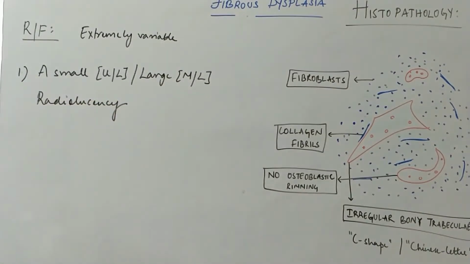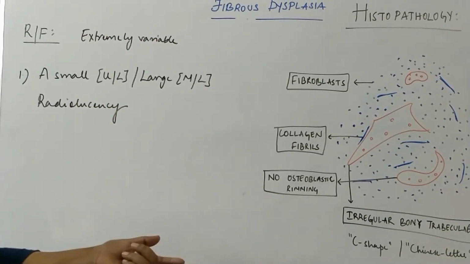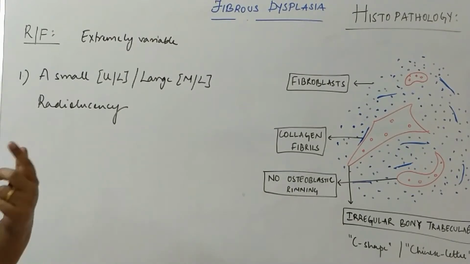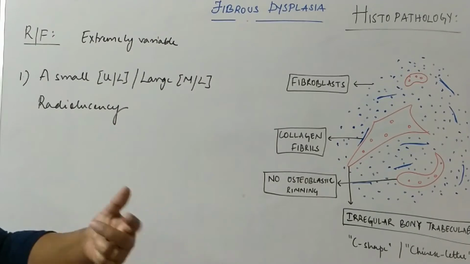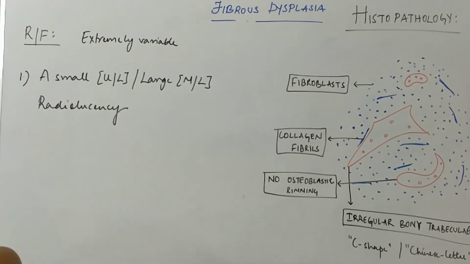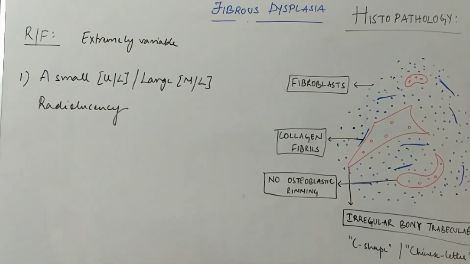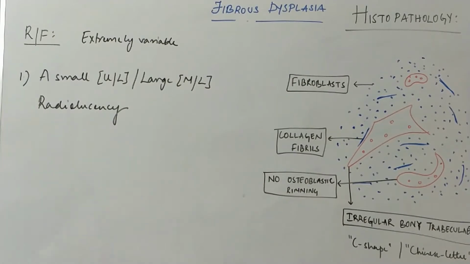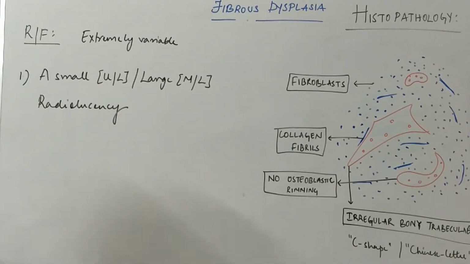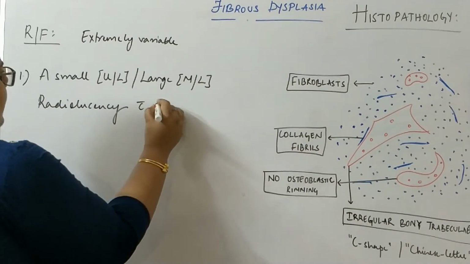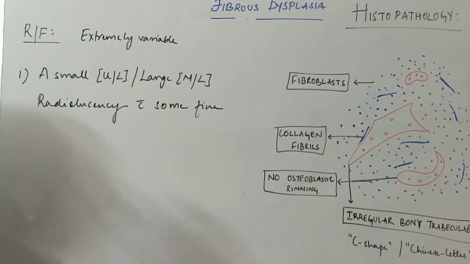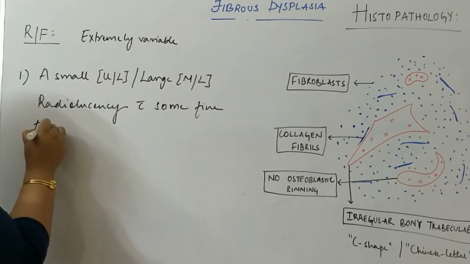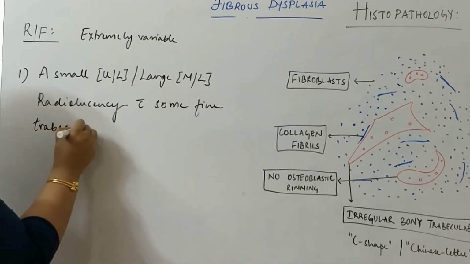Now, what is the process going on here? It is now going to form new bone. Not mature bone, obviously unhealthy bone, but new mineralization is going to start. So in the initial stages we will see a radiolucency with some fine trabeculations, because mineralization is very minimal.